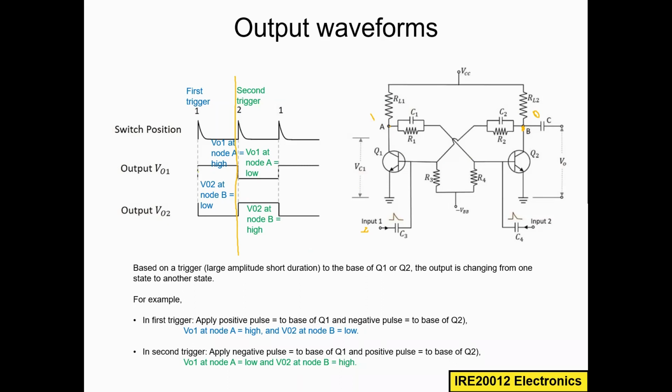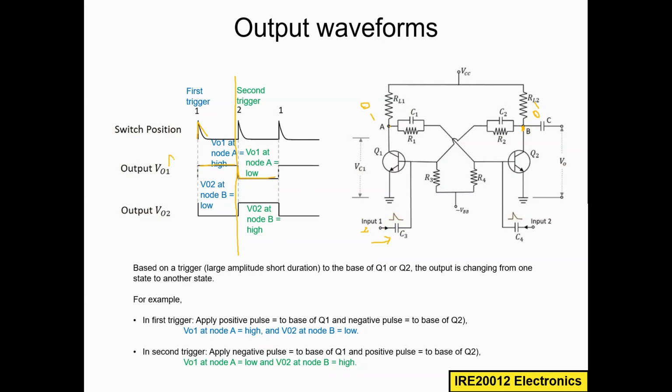Now I am applying the trigger signal. After I apply the trigger signal, immediately this logic, the V01 at node A, will become logic 0 because I am applying the trigger signal. And this is the second trigger. With the second trigger, immediately this one will become 0 and this one will become 1.